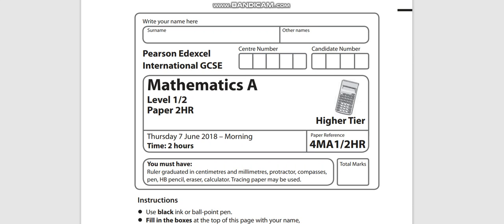Today we are going to be doing the Mathematics A paper 2 HR. It's from the IGCSE. And the reason I'm doing this paper is because most of the people are attempting the topic questions and they don't know what kind of questions will be coming into the past paper or the paper they will be sitting in. So this is to give them some idea here. So without further ado, let's get started.